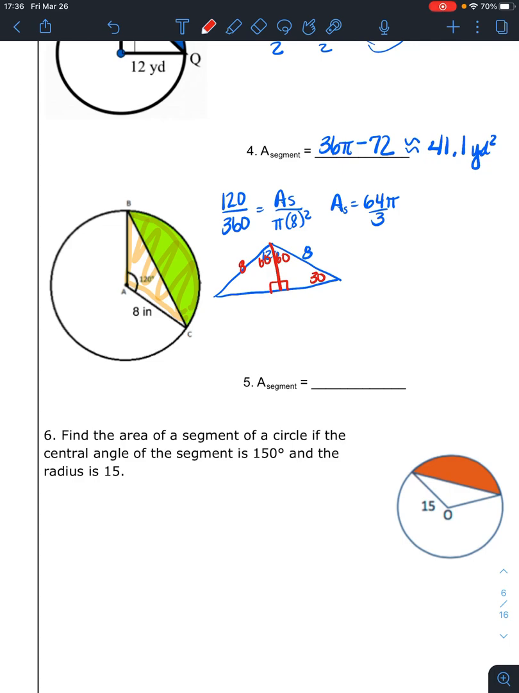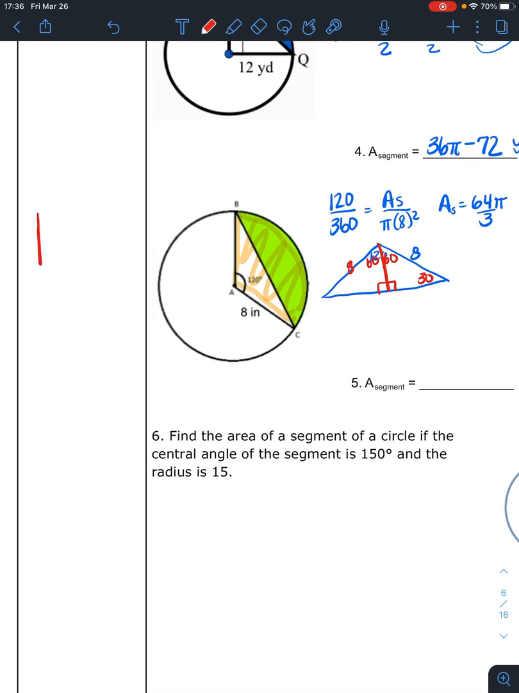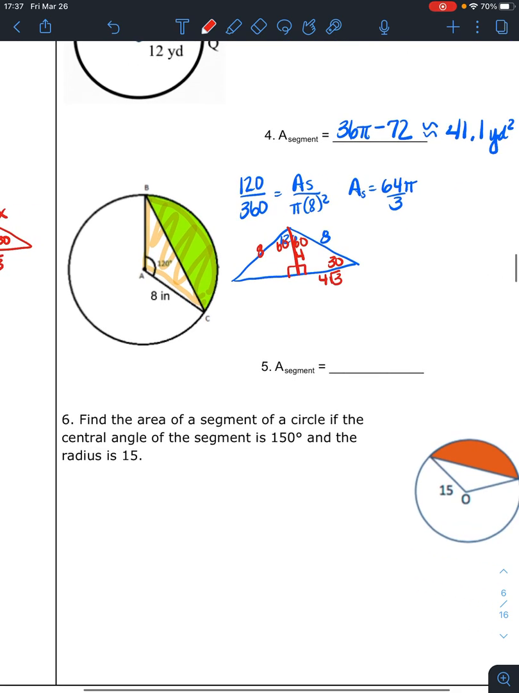Okay, so now we have to remember what we know. With our 30, 60, 90s, it was x and then 2x and x root 3. Your x was across from the 30, your 2x was across from the 90 degrees, and your x root 3 was across from the 60. If you happen to have a 45, 45 you wouldn't need this because that would be a right triangle anyway. So to do this, I know that my hypotenuse is twice as long as my short leg, which means that this side has to be 4 and this side has to be 4 root 3.